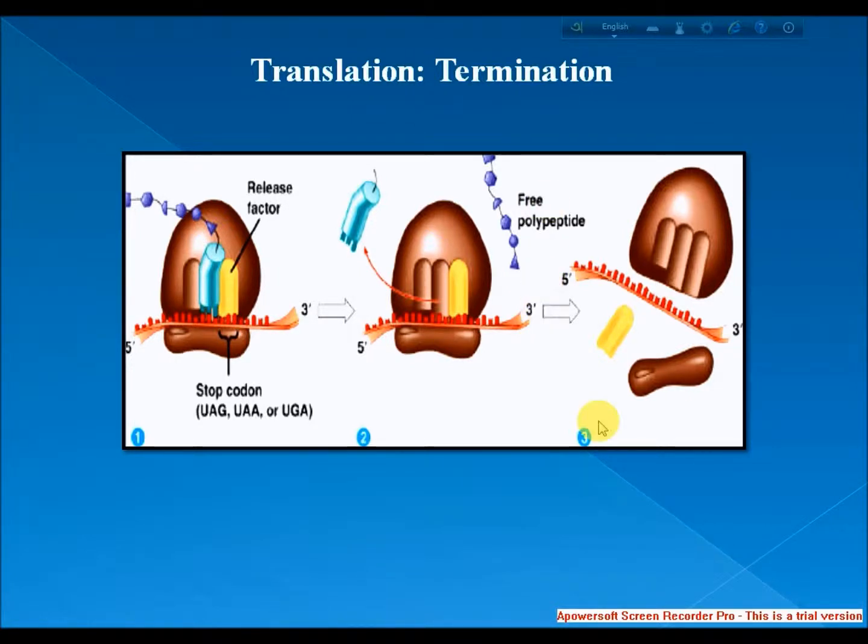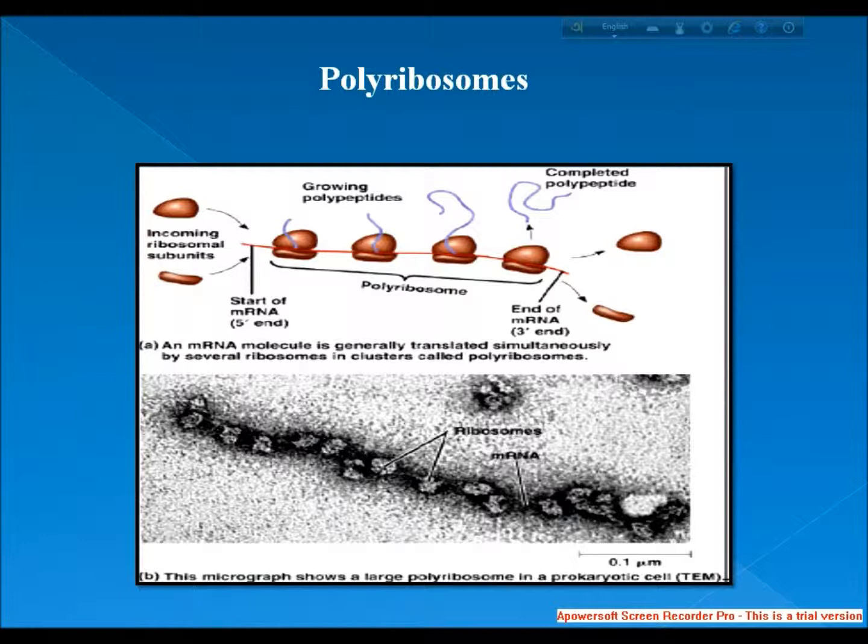In eukaryotes, only a single release factor, eRF, is necessary. It recognizes all three stop codons and interacts with GTP. A mutation resulting in a premature stop codon is called a nonsense mutation. Now, the polyribosomes. An mRNA molecule is generally translated simultaneously by several ribosomes that constitute polyribosomes.